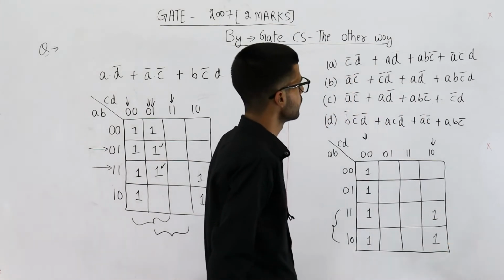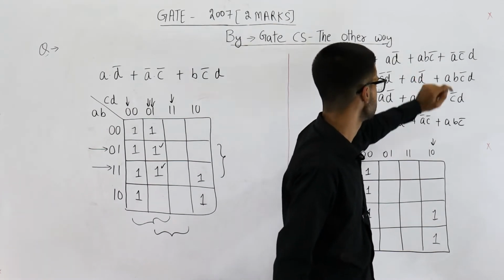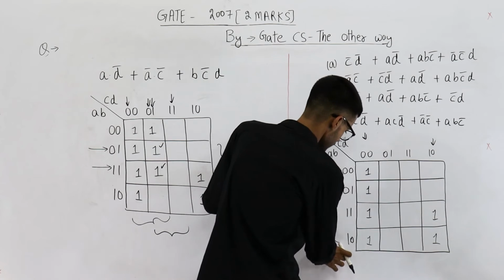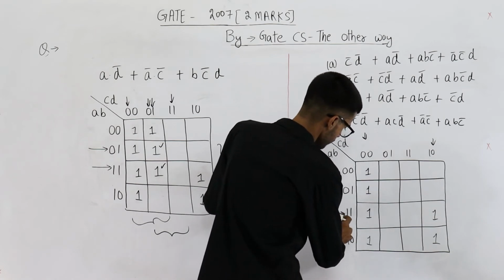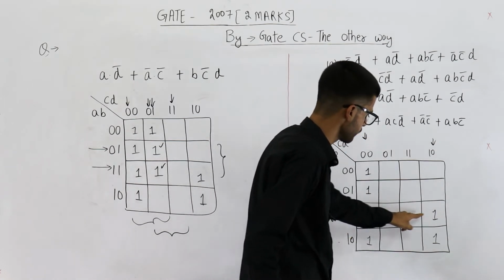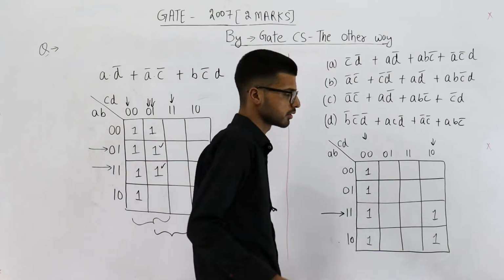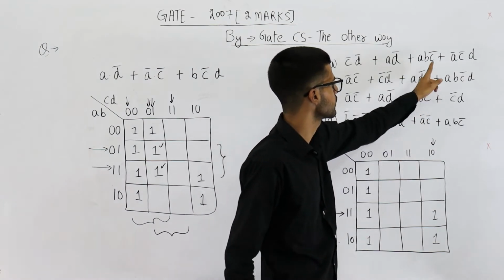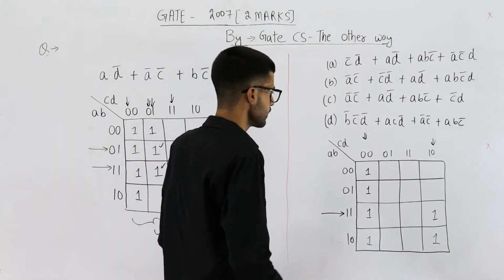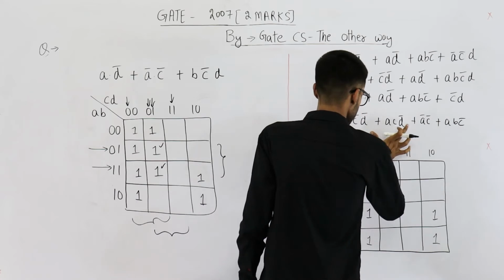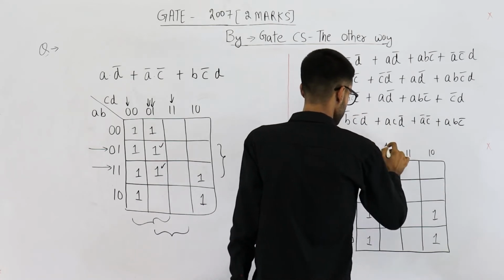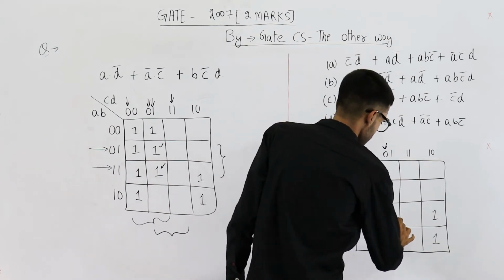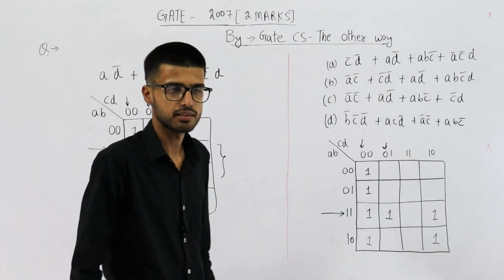Okay, the next term is A, B, C bar. Both A and B are high for only these 4 cells. And we also have one more condition, which is C bar. So C is 0 here as well as here. That means only this one cell is the intersection.